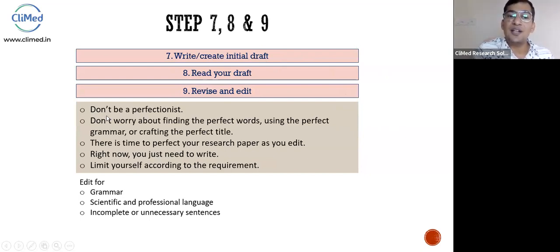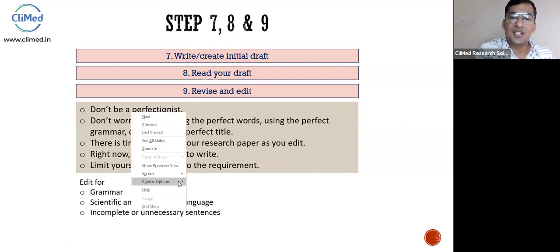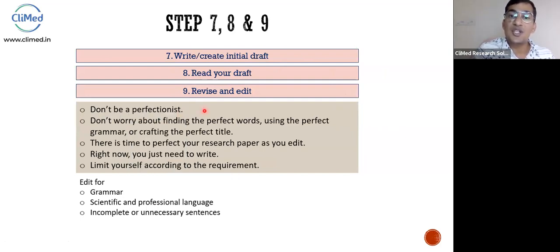And when you are writing, keep in mind, don't be a perfectionist. You don't have to be a perfectionist, just write. Don't worry about finding the perfect words, or using perfect grammar, or crafting the perfect line, because you are going to edit it. So make the first draft very casual. Remember guys, make the first draft very casual, because there is a time to perfect your research paper as you edit it again and again. Right now you just need to write, because the time will come to edit it.